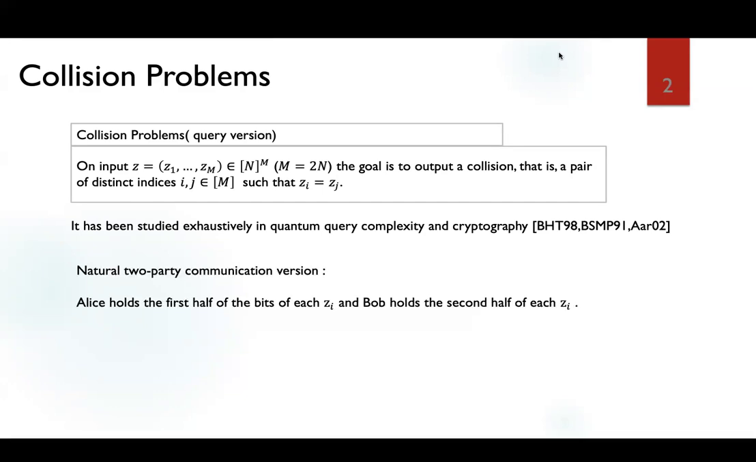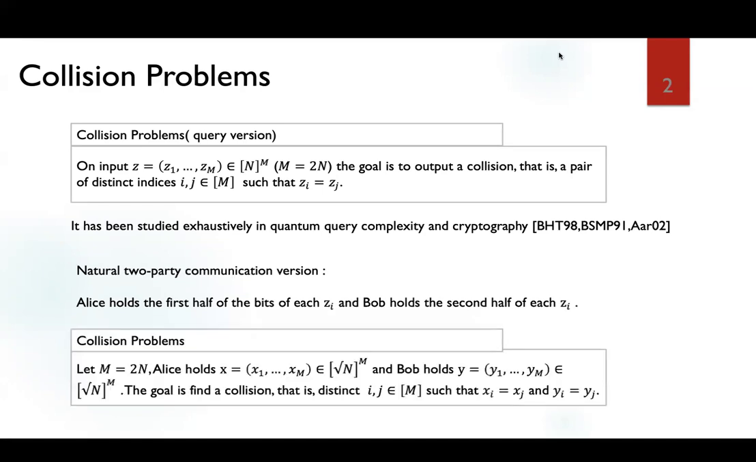For the communication model, there is a natural extension. For each Zi, Alice holds the first half bits of each Zi, and Bob holds the second half bits of each Zi. That is, Alice holds X and Bob holds Y. They want to find distinct indexes i and j such that xi equals xj and yi equals yj.